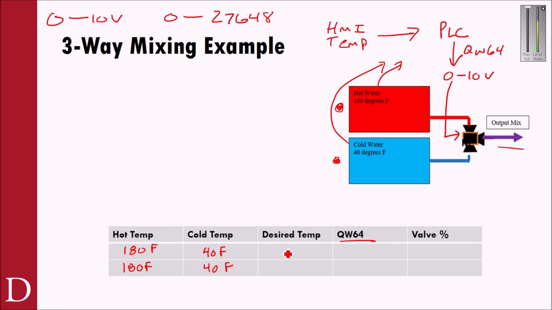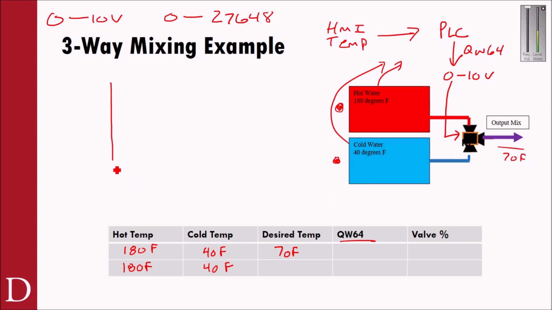So if my desired temperature, as an example, for my output was, let's pick a number somewhere in between, not halfway in between probably. Let's pick kind of a low number. Let's say 70 degrees F. I want this number coming out to be 70 F. So what am I going to do?